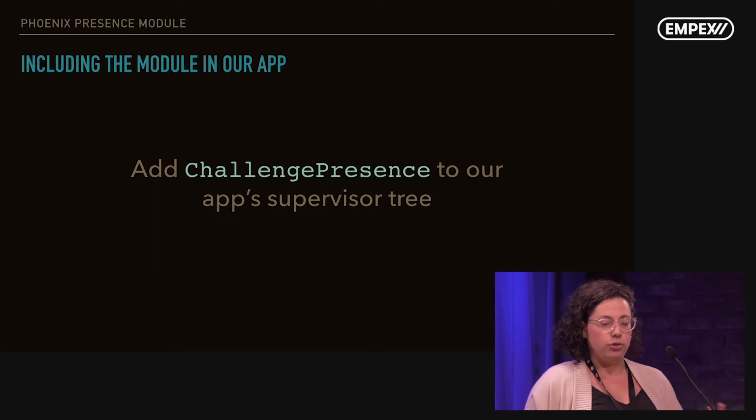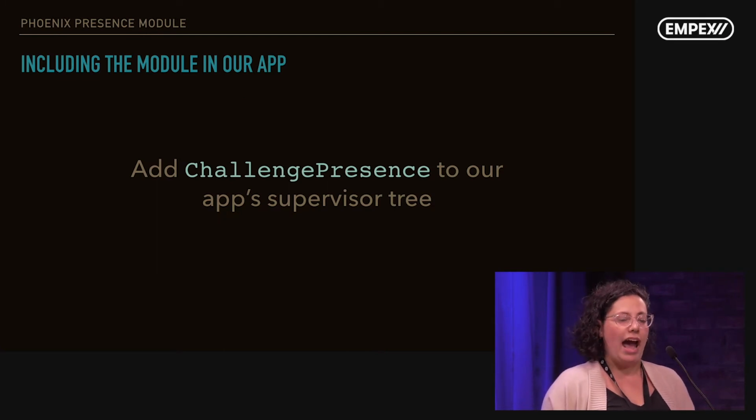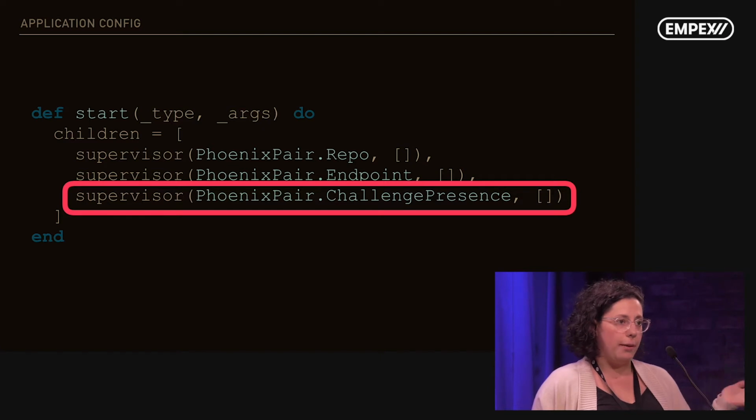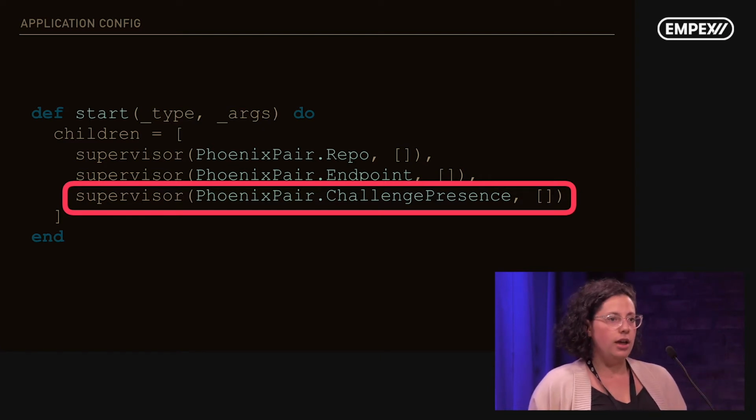In order to get our app to utilize our Phoenix Presence module, we want to add it to our supervisor tree. So we'll hop over to the start function for our OTP app, and we'll add Challenge Presence to our supervisor tree, and that's it. Our app is aware of our Challenge Presence module, and we can call on it in our channel whenever we want.